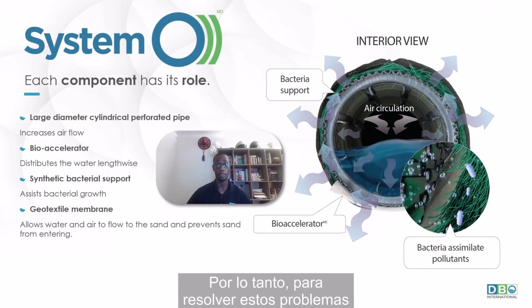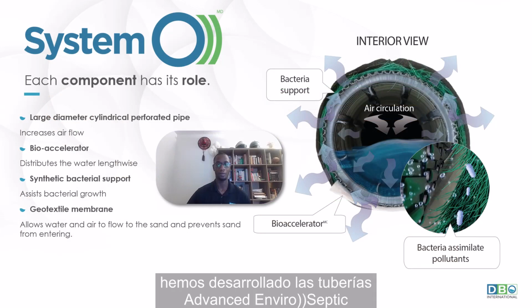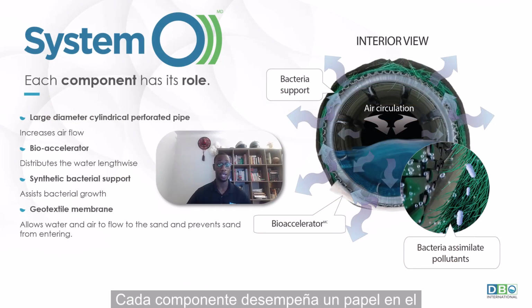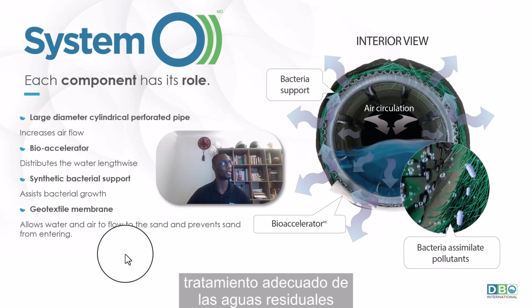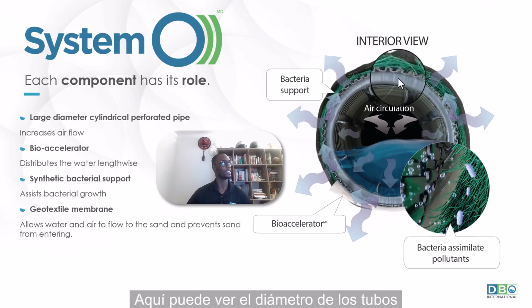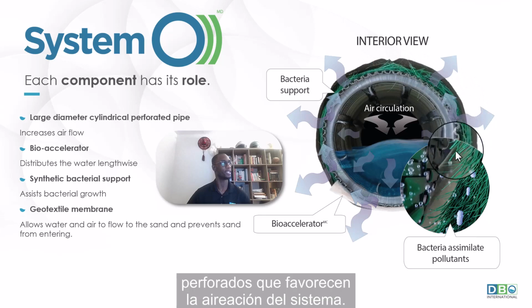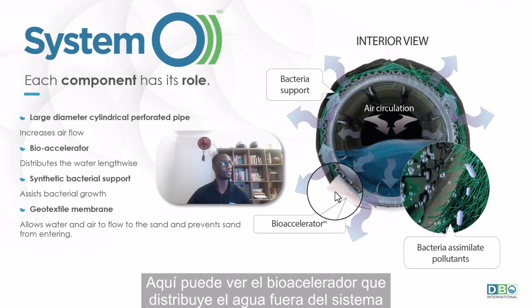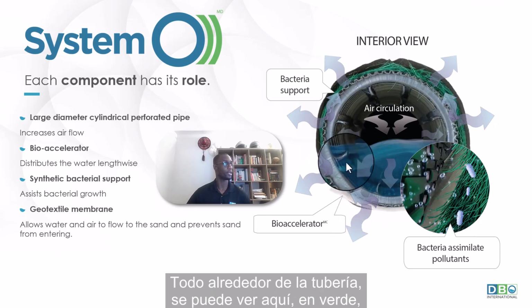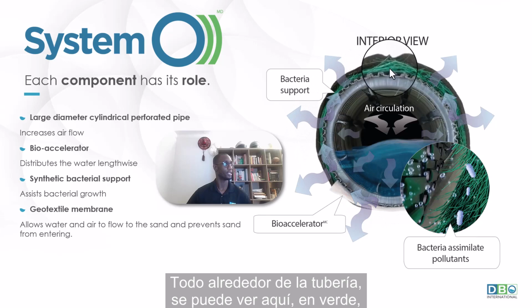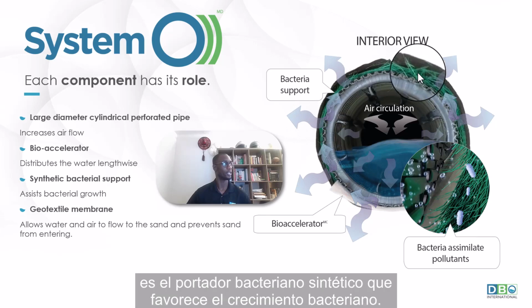So, trying to solve these problems, we came up with the advanced Unbioseptic pipe. Each component has its role in order to have a better and long-lasting wastewater treatment system. Here, you can see the large diameter perforated pipe that increases the airflow inside of the system. Here, you can see the bioaccelerator that distributes the water lengthwise using the capillarity principle. All around the pipe, you can see here in green the synthetic bacterial support that assists the bacterial growth.